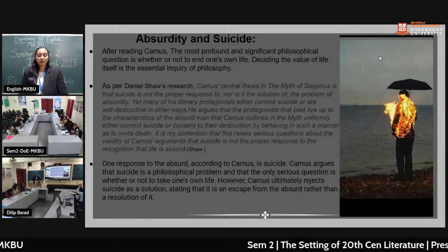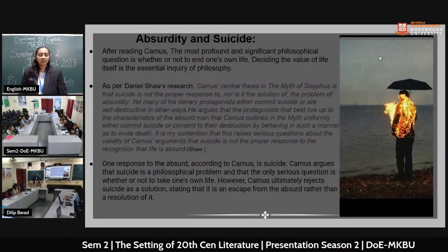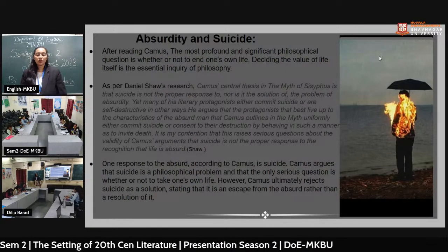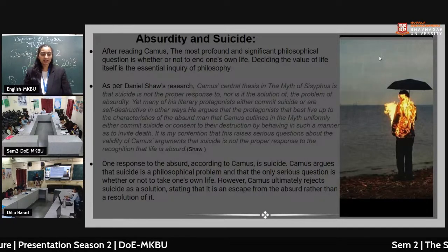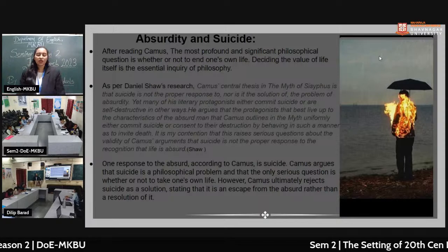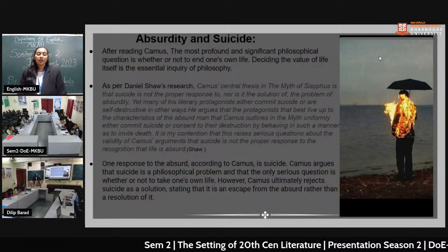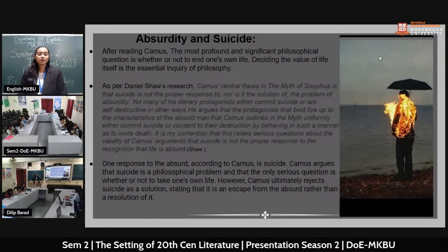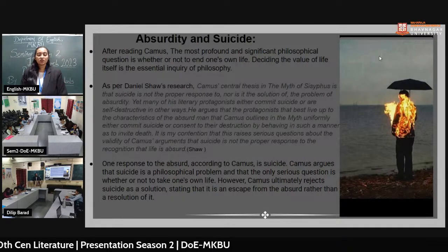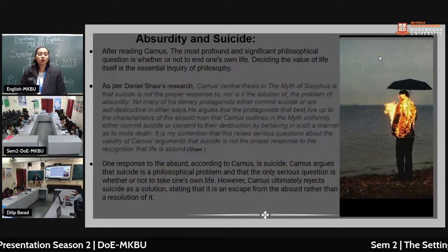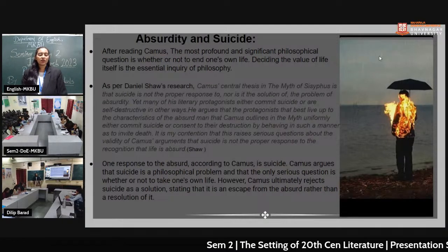He argues that the protagonists that best live up to the characteristics of the absurd man, which Camus outlines in the myth, uniformly either commit suicide or consent to their destruction by behaving in such a manner as to invite death. It is my contention that this raises serious questions about the validity of Camus' argument that suicide is not the proper response to the recognition that life is absurd.